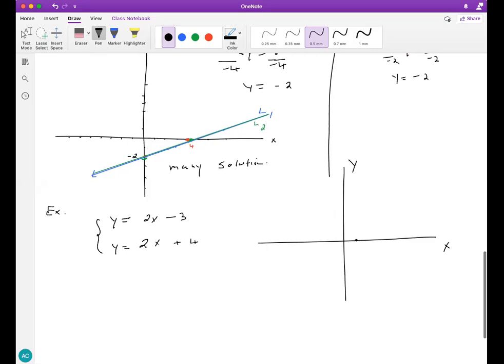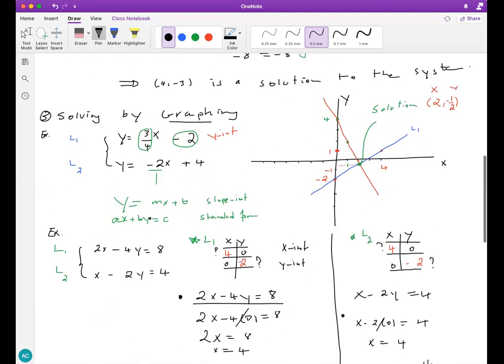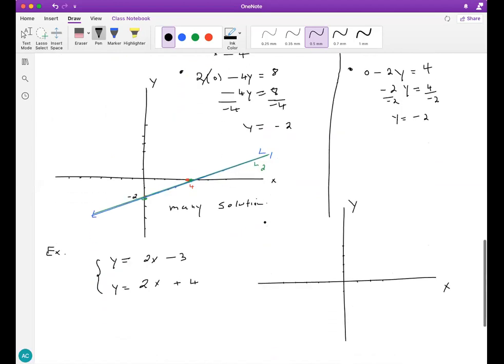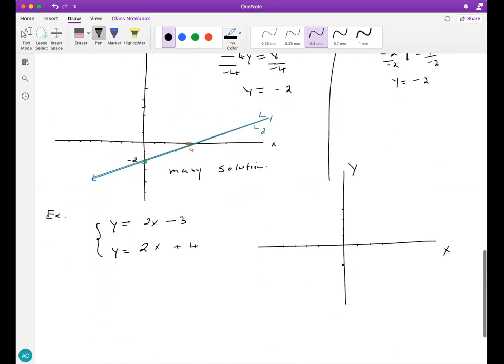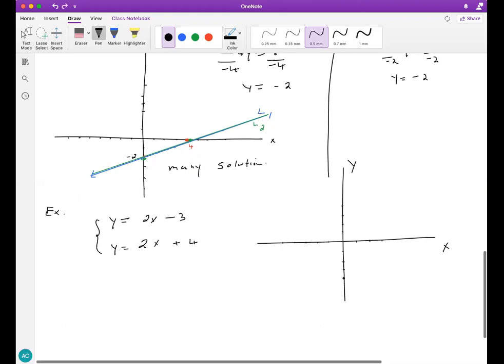So again, in what form are these lines? Is it the y = mx + b form or the standard form? What form is that? From these two forms we talked about earlier, is it the slope-intercept form or the standard form? Slope-intercept. That's right.